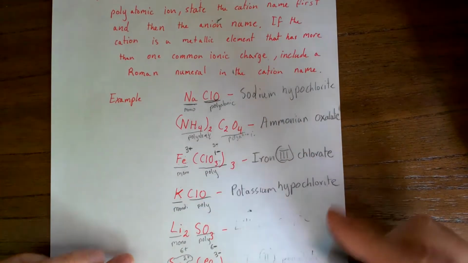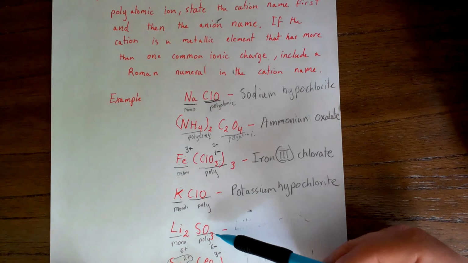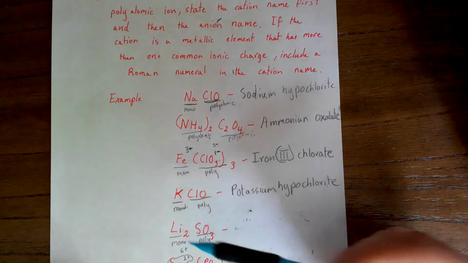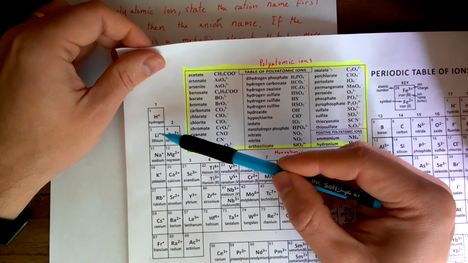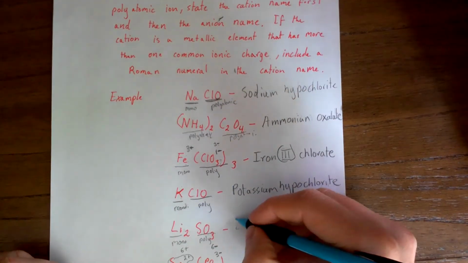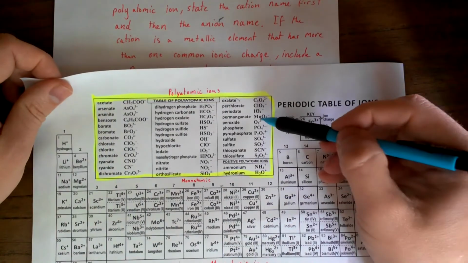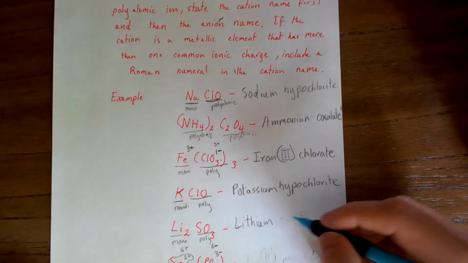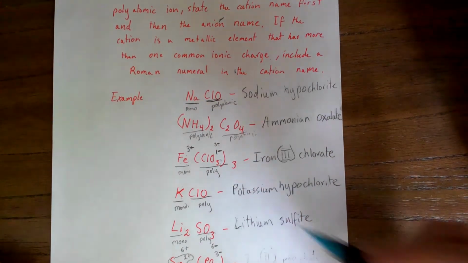Okay, let's do the next one. Li2SO3. Li is monoatomic, SO3 is more than 1 element, so polyatomic. So let's find the name for Li. Li is lithium. It only has 1 charge, so we don't need a Roman numeral. So it's lithium. And SO3, let's find SO3. SO3 is here, sulfite. So lithium sulfite. And that's it.